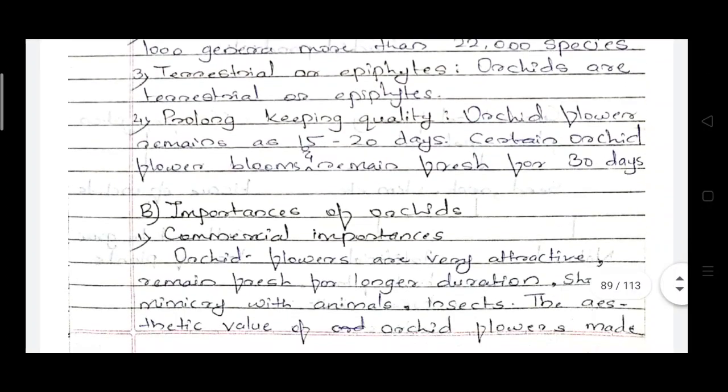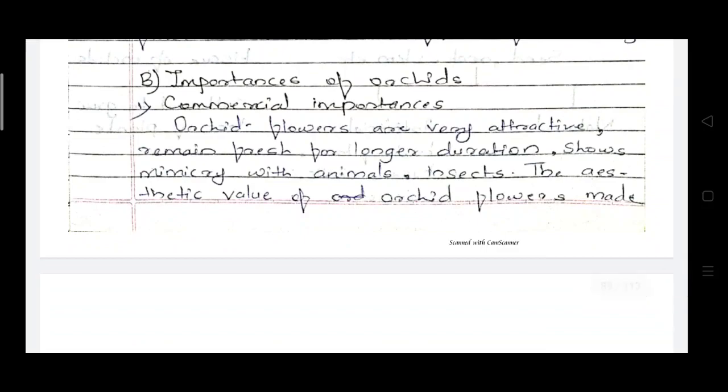So what is the importance of orchids? The main importance is that they are used for commercial purposes, because the flowers stay as they are for a long time. They are used for ornamental purposes. The flowers of these plants are very attractive, remain fresh for longer durations, and show mimicry with animals and insects.